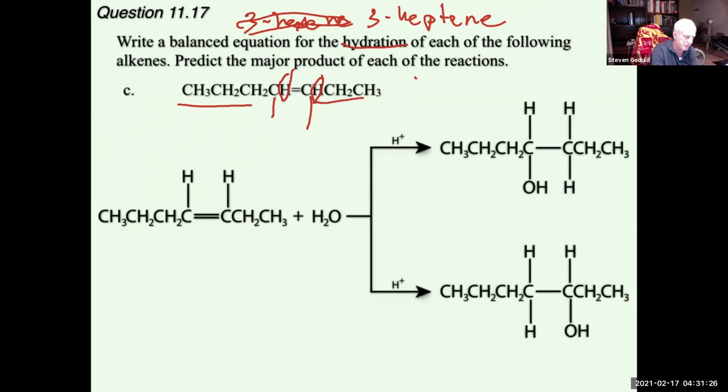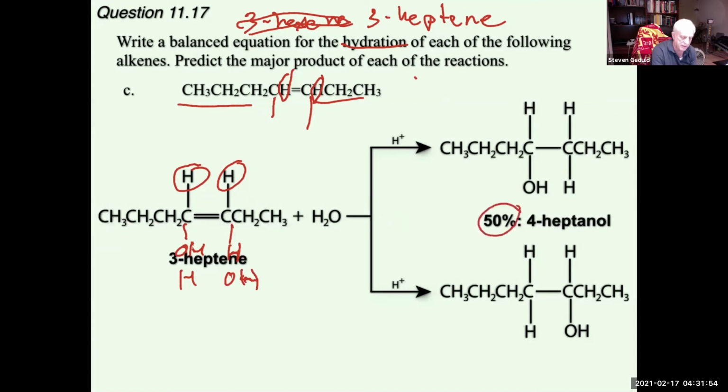Here's your carbon. This is your double bond. There's 1 hydrogen here and 1 hydrogen here. So like you said, 50-50 is exactly what it's going to be. There's going to be OH here and H here, or H here and OH here. We switch them. So 50% heptanol and 50% heptanol. It just matters where the OH group is. It's the only difference. Perfect. So 50-50 on that one.